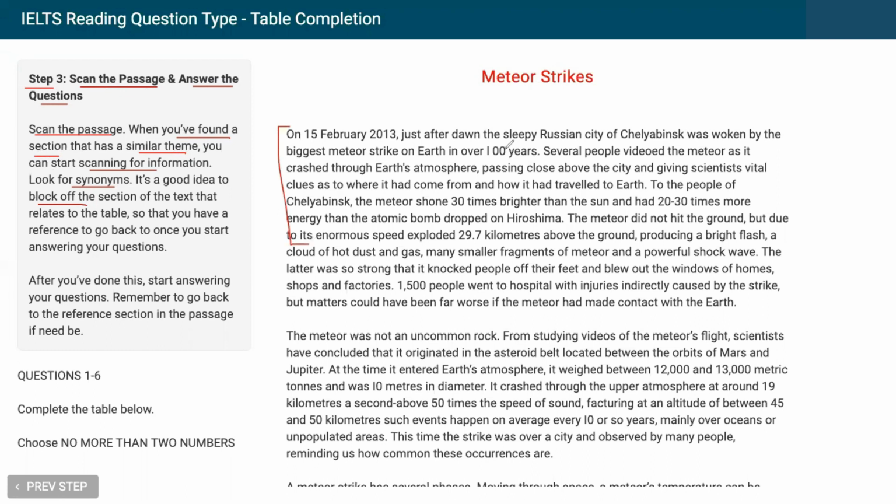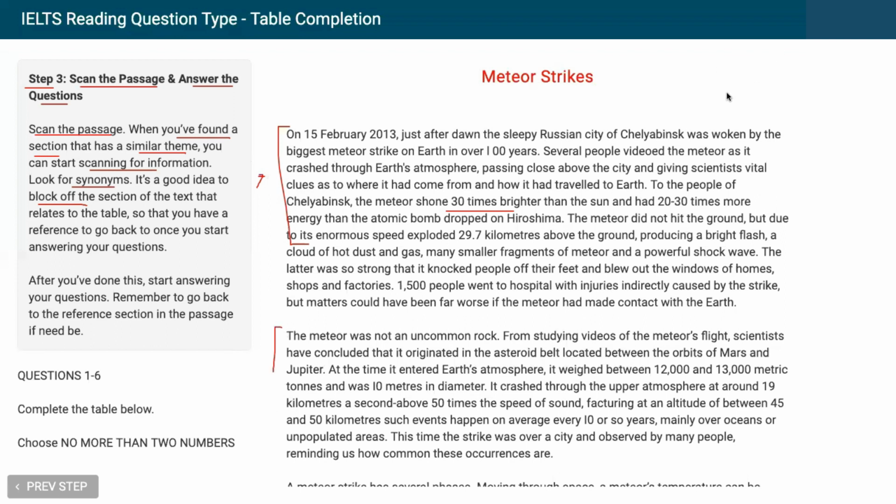So for example, if I see a number such as 30 times brighter, if I block off this section, I can reference it and I can go back to it when I start answering my questions, or I could skip a question and make a little note in my margin for where I should go back to when I come back to that question. And so once we've found a good area to answer our question, we're going to go back and answer the question. And just remember that if you have to, you can always go back to reference these little notes that you make in the actual test.